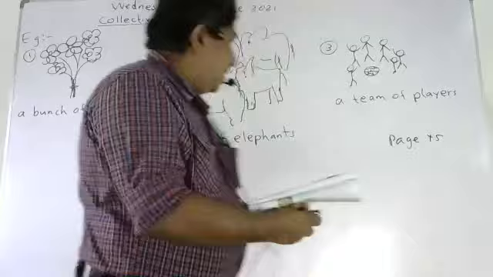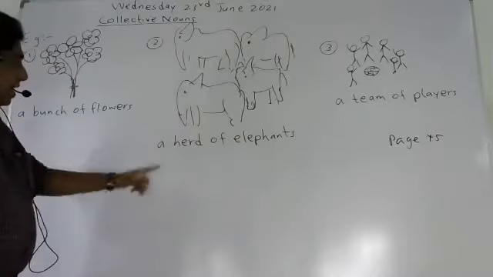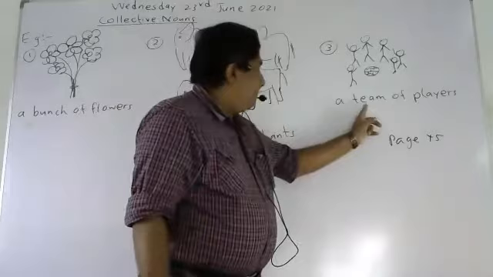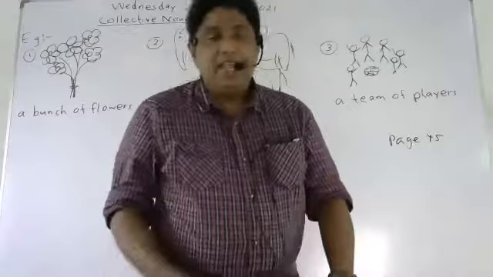Now here you find a bunch of flowers. We can't say a herd of flowers. A herd of elephants. We can't say a bunch of elephants. Now you have to use the word herd. The other one, a team of players. Now we can't say a herd of players. Then you have to use the words or the collective nouns given by the English people. Right. Now these are the activities that you have.